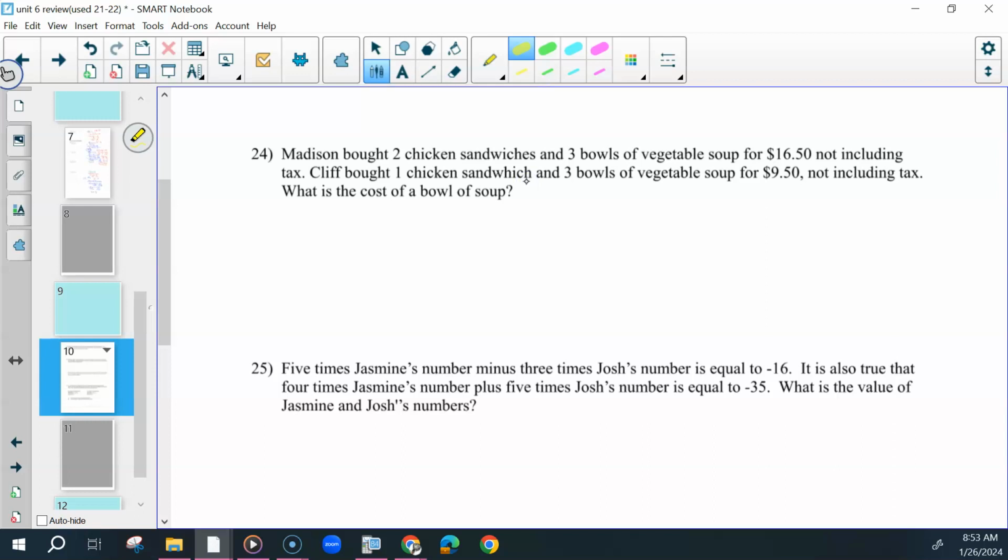Madison bought 2 chicken sandwiches and 3 bowls of vegetable soup for $16.50, not including tax. Cliff bought 1 chicken sandwich and 3 bowls of vegetable soup for $9.50, not including tax. What is the cost of a bowl of soup? So we need 2 variables. What do we want to call them?